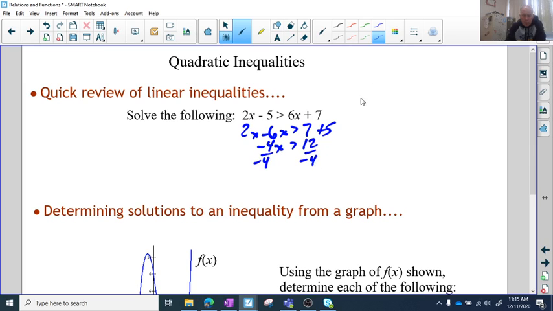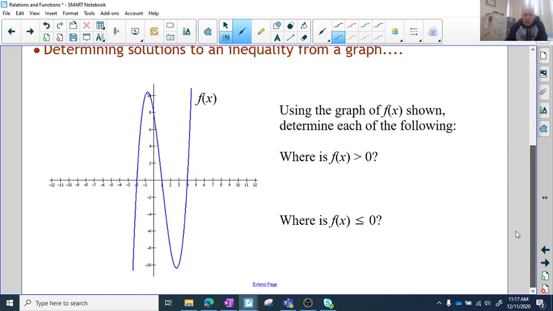Divide by negative 4. This is the one thing I was mentioning earlier: if you divide by a negative or multiply by a negative, you must reverse your inequality. So this is going to go to, which will give us x is less than negative 3.